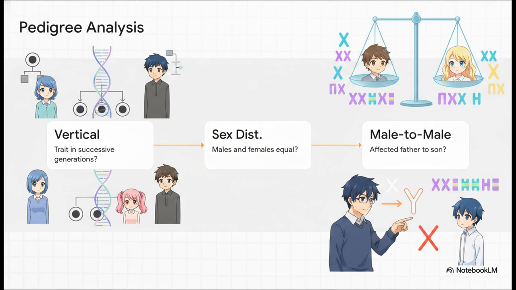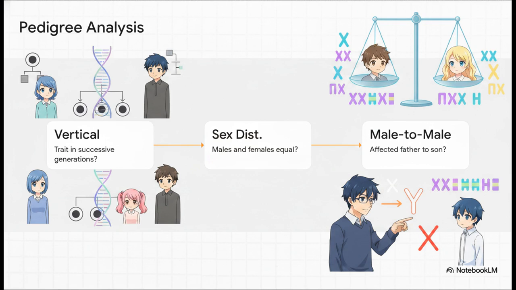Step 1, we look for vertical transmission. We ask, is the trait showing up in every single successive generation? If the answer is yes, we're likely looking at a dominant trait. Step 2, we look at sex distribution. Are males and females being affected equally? If so, it's probably an autosomal trait, meaning it lives on one of those first 22 pairs of regular chromosomes, not the sex chromosomes. And step 3 is absolutely crucial for ruling out X-linked traits.